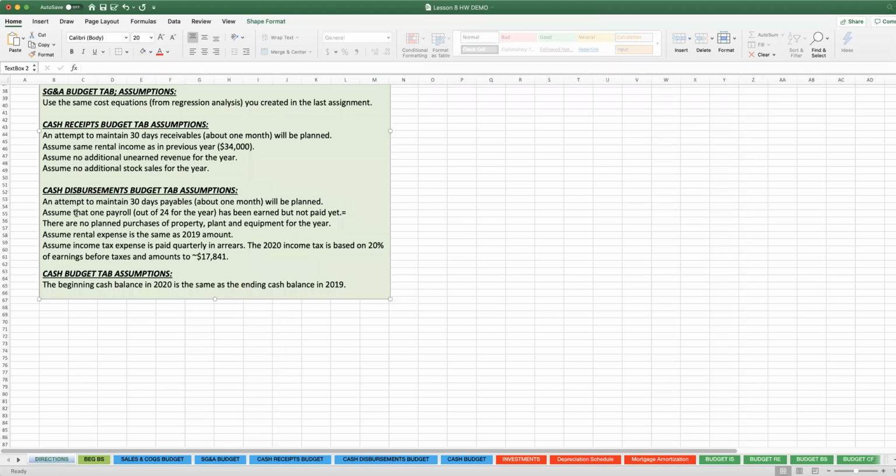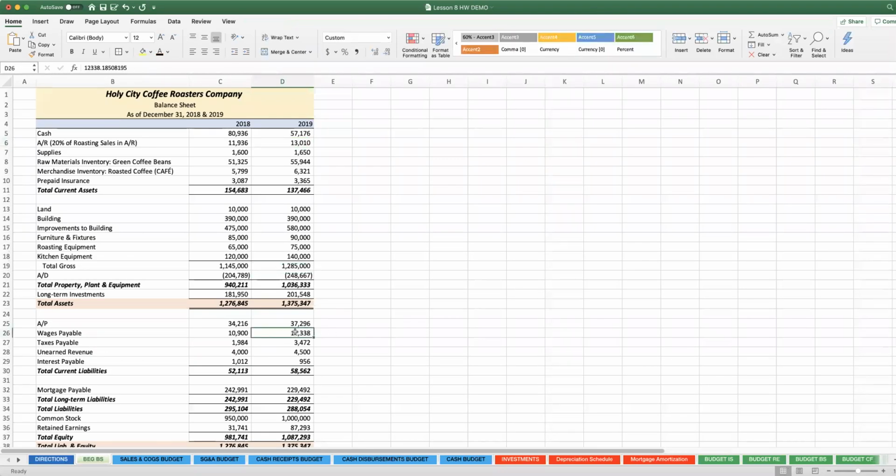And then I also want you to assume that one payroll, so 1 out of 24 payrolls for the year, since they have payroll twice a month, has been earned but not paid. What that means is that employees worked at the end of the year and the payroll happens in the next year, 2021. And that generally will happen every year. So you'll have one payroll that's in process that hasn't yet been paid. And we had the same issue in 2019, because you'll see on this balance sheet right here that there was an amount that was due payable, right?